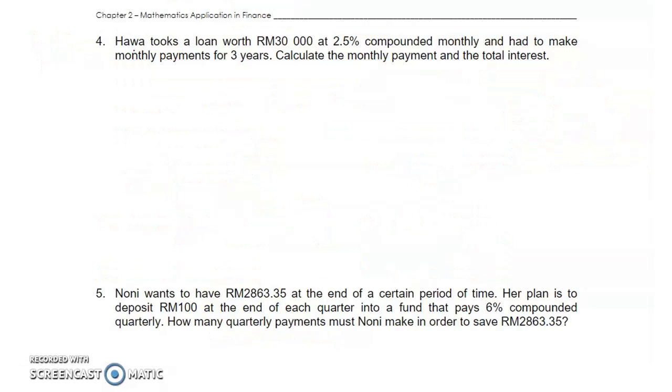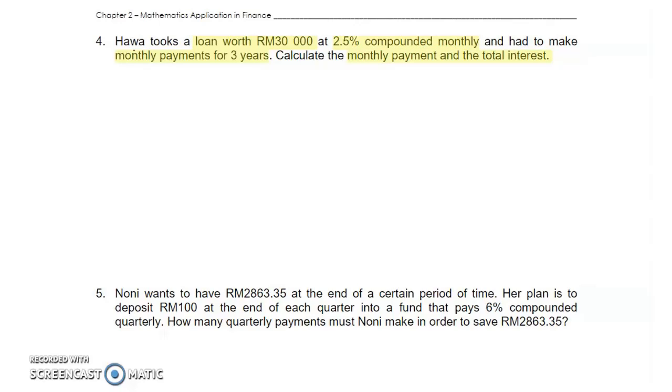Okay, now let's look at number 4. Howard took a loan worth 30,000 at 2.5% compounded monthly and had to make monthly payments for 3 years. Okay, so again, if the interest is compounded monthly, then the payment also must be on monthly basis. Okay, calculate the monthly payment and the total interest. Okay, monthly payment means that value R.